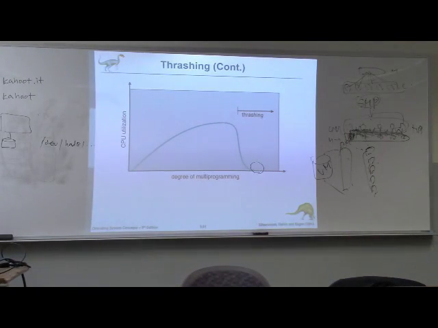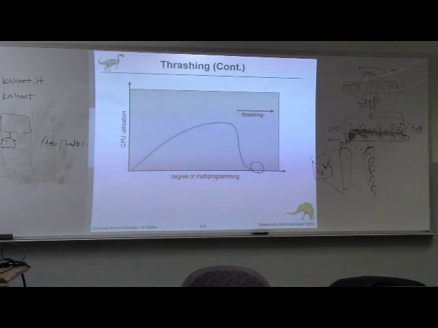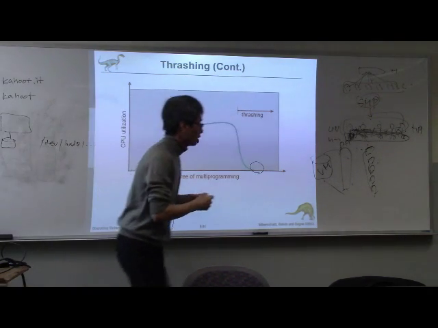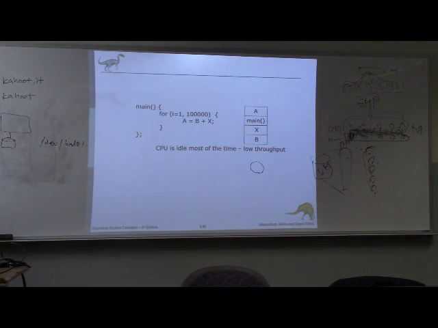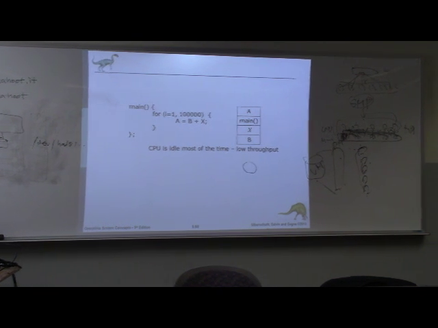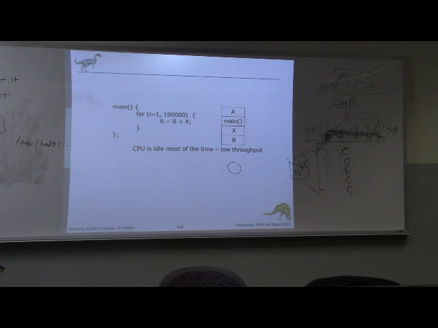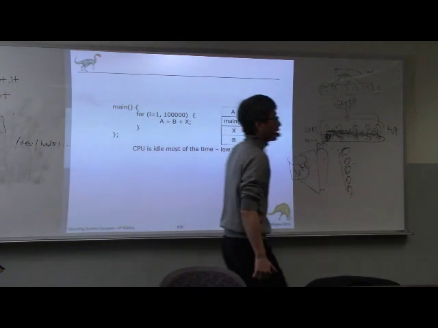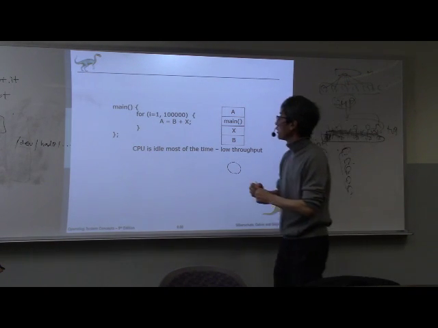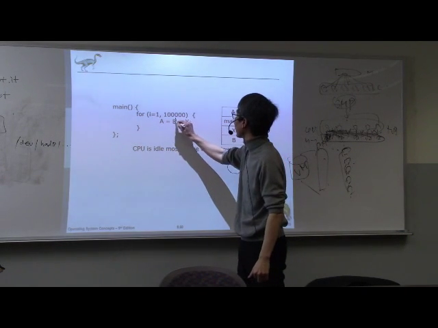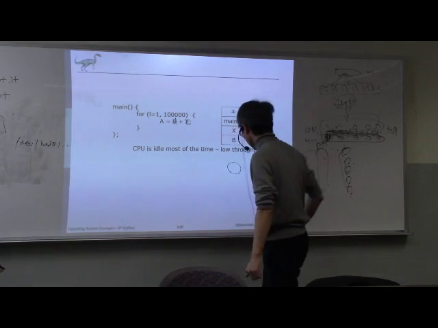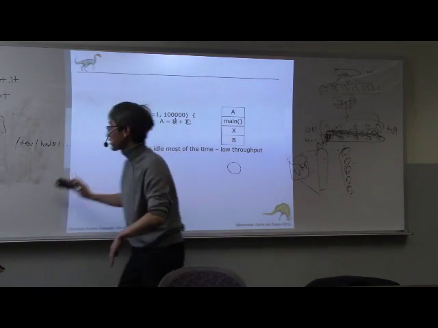However, thrashing does not always mean we have a lack of memory. Why? Let's take a look at this simple example. It's pseudocode that adds 1 through 100,000, then saves into A. I think there should be an I. Am I correct? Yeah. But anyway, it's not important. Just take a look.